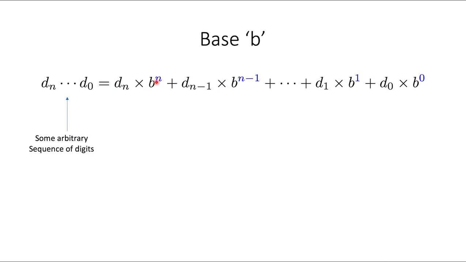So this is exactly the same as in the base 10 system, except now b can be any other number. For instance, if b is 4, then this would be d0 times 1 plus d1 times 4 plus d2 times 16, etc.